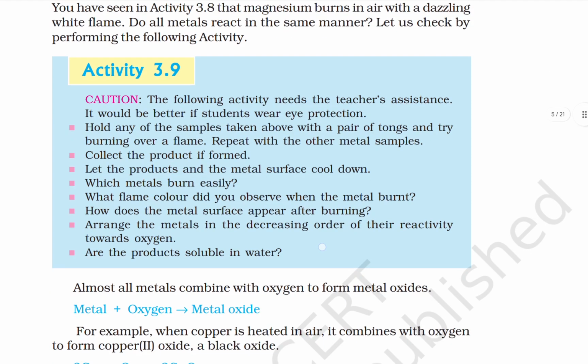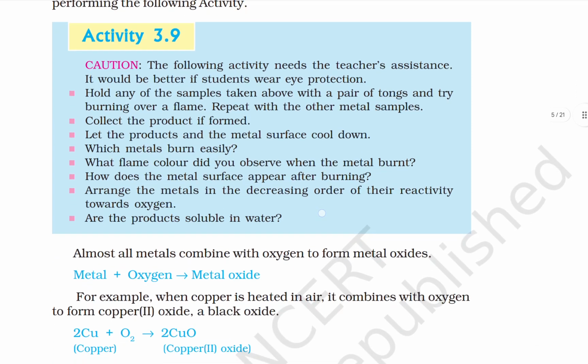Some activities are given over here. Here we are going to test whether all metals combine with oxygen to form metal oxide. This is the observation that we are going to see after completing this activity.